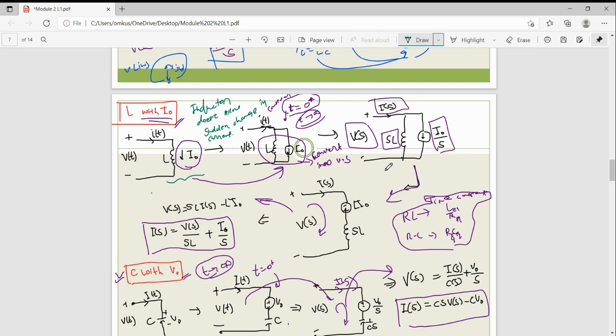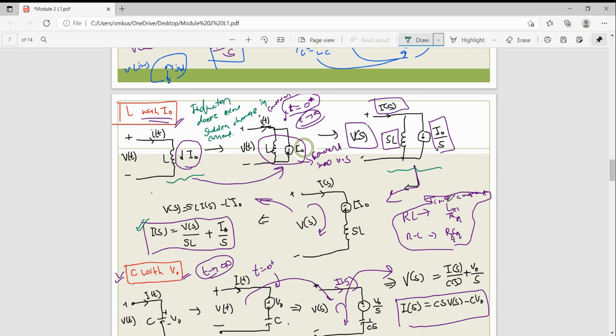You can also use this circuit like this. But when I convert this current source into the voltage source, you will get this. Multiply both, so s gets canceled out, and this is nothing but L into I naught. So this is the equivalent circuit for this inductor with I naught as your initial current. Now apply KVL here, you will find this. Use Ohm's law here and apply KVL.